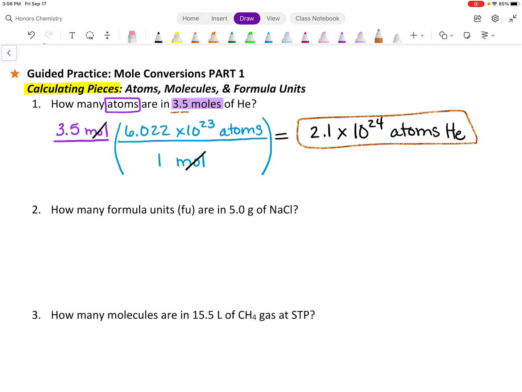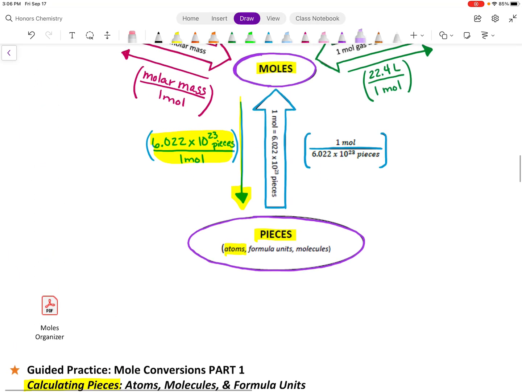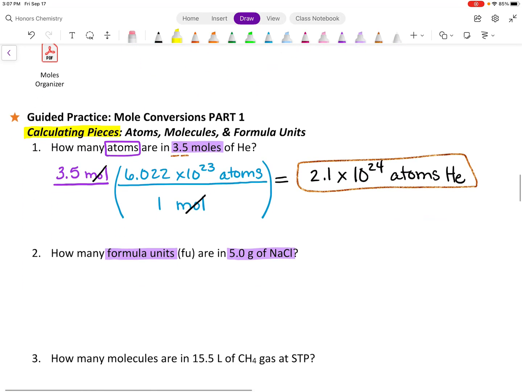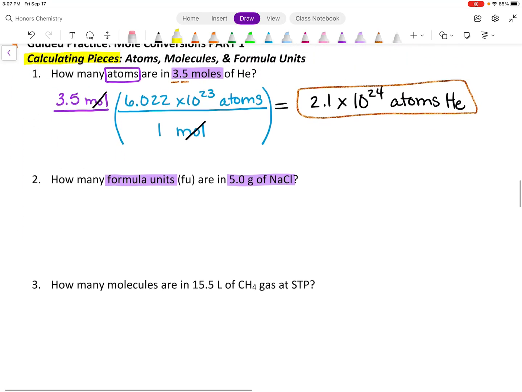All right, let's take a look at number 2. Again, we're given a value. In this case, we're given 5 grams of sodium chloride. We want to know formula units, which is pieces. So we're going to come back up here, and we're starting with mass this time. We are going to go to moles, and then from moles into pieces. And so we need to know the molar mass of sodium chloride. That's the first step.